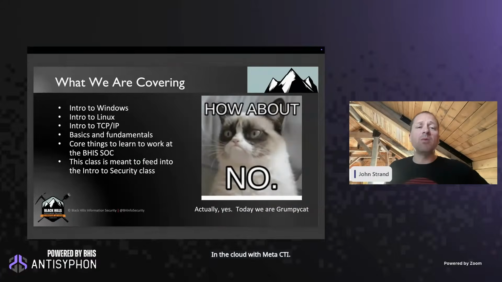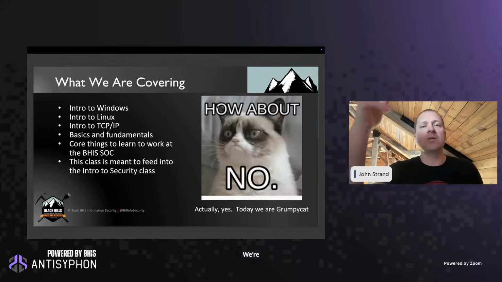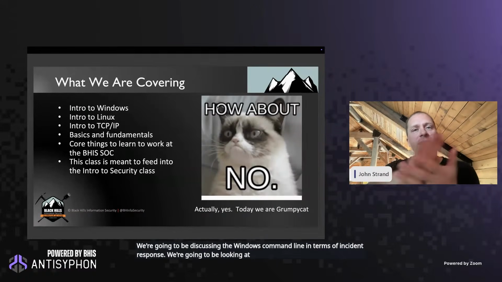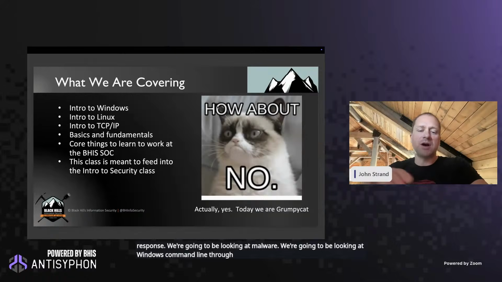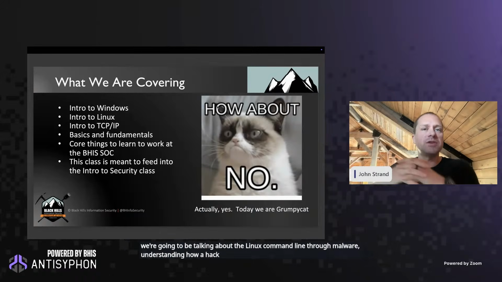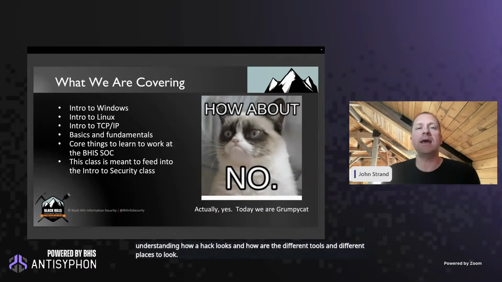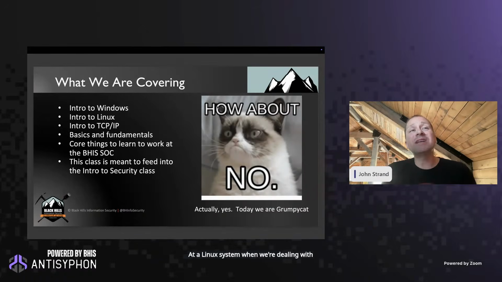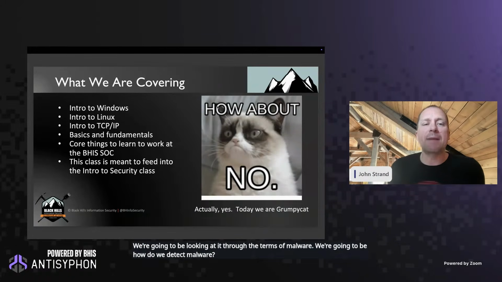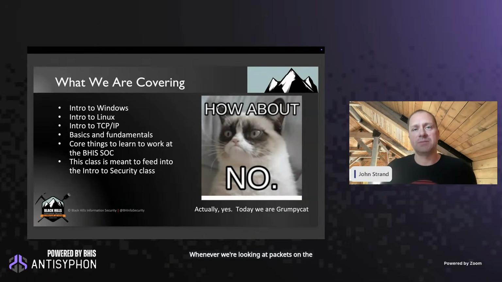So when we talk about Windows command line, we're going to be discussing it in terms of incident response. We're going to be looking at malware. We're going to be looking at the Windows command line through that lens. When we talk about Linux command line, we're going to be talking about it through malware, understanding how a hack looks and the different tools and the different places to look at a Linux system when we're dealing with malware. When we look at TCP/IP, we're going to be looking at it in terms of malware. How do we detect malware when we're looking at packets on the wire out there? So all of this is going to be through the InfoSec lens.